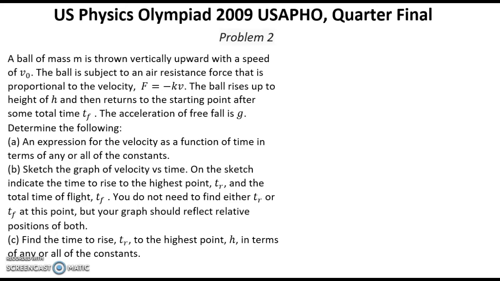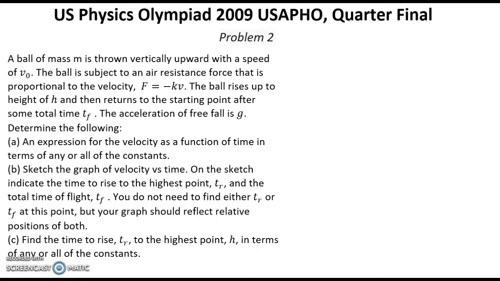Hello everybody. Today we will discuss problem number 2 from US Physics Olympiad year 2009, USAPHO Quarterfinal. So, the problem: a ball of mass m is thrown vertically upward with the speed of v0.